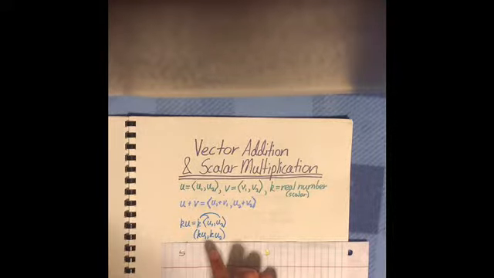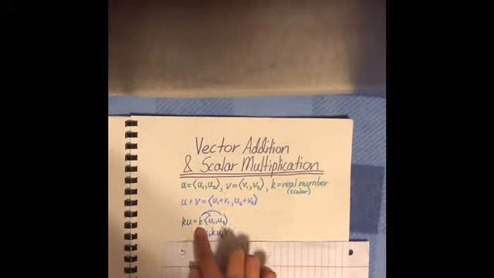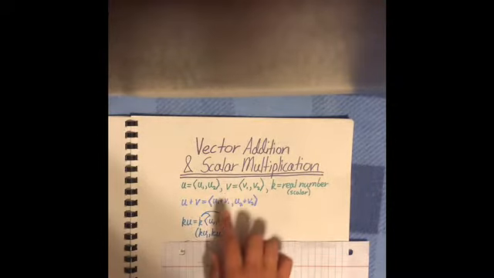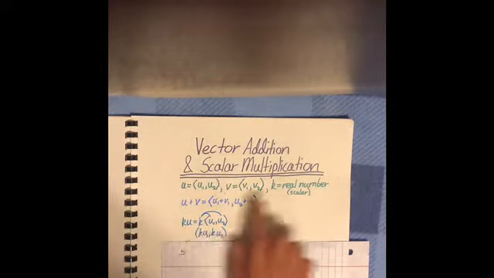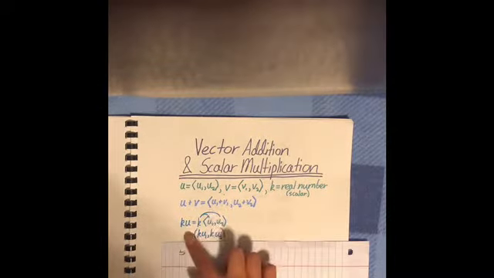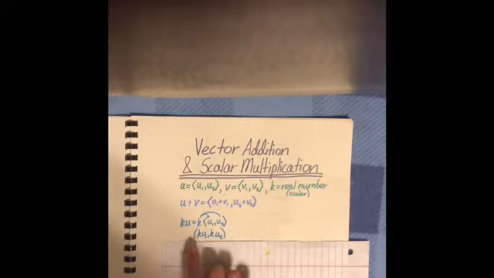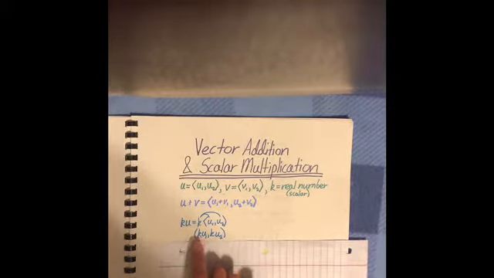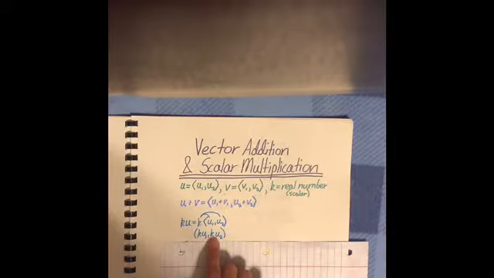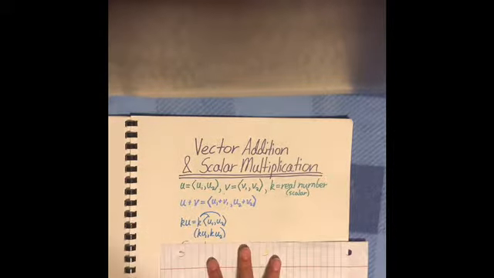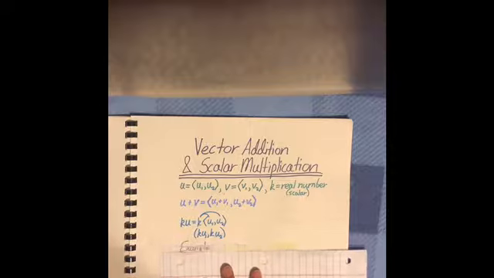And if you wanted to multiply one of the vectors by K, whatever real number you have, then you would just distribute it. So it's going to be K times U1, comma, K times U2 to get another ordered pair, which would be your answer.